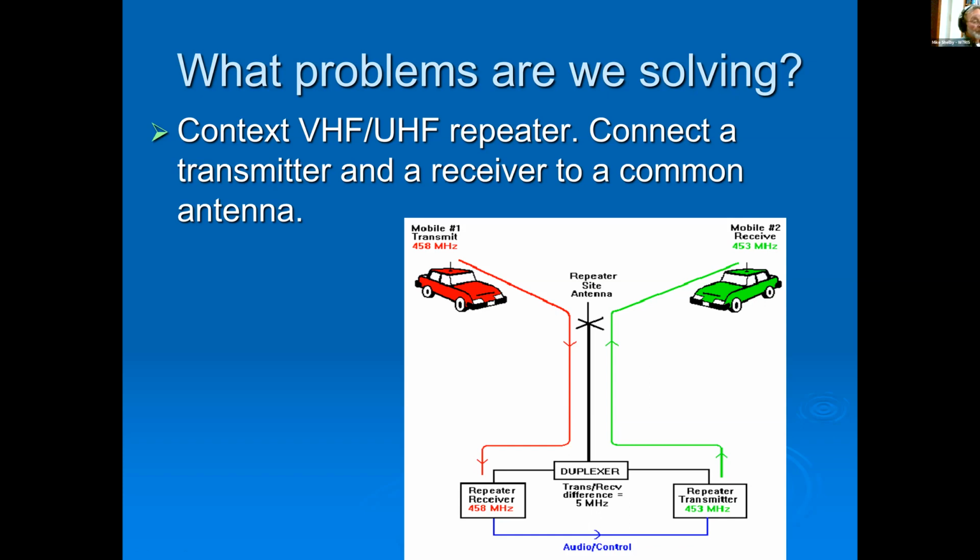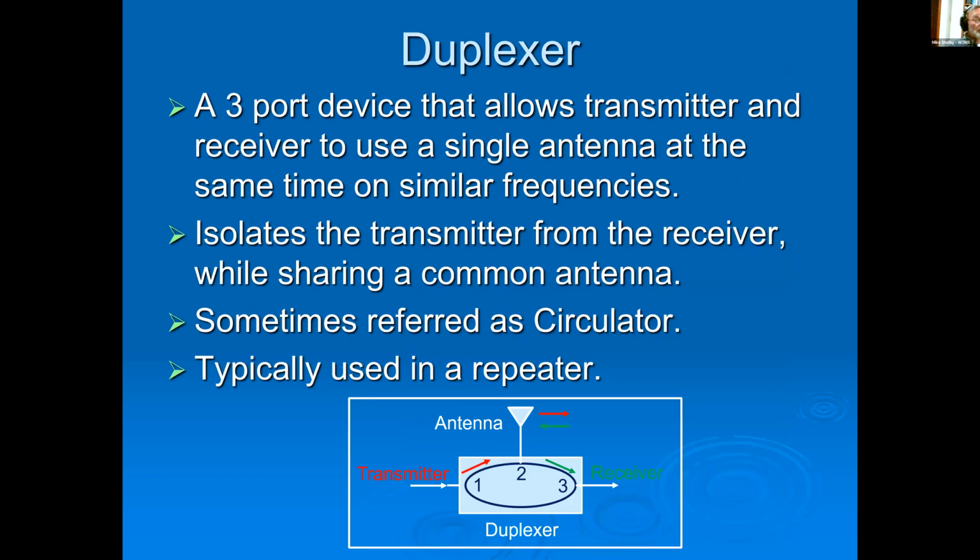Okay, so this time, rather than going from the easiest to the hardest, we're going to start with the hardest and then move to the easiest and the simple one. So we're going to talk about this high-end duplexer. So normally it's a 3-port device that allows transmitting and receiving to use a single antenna at the same time on similar frequencies. Not within different bands, but within similar frequencies within a band.